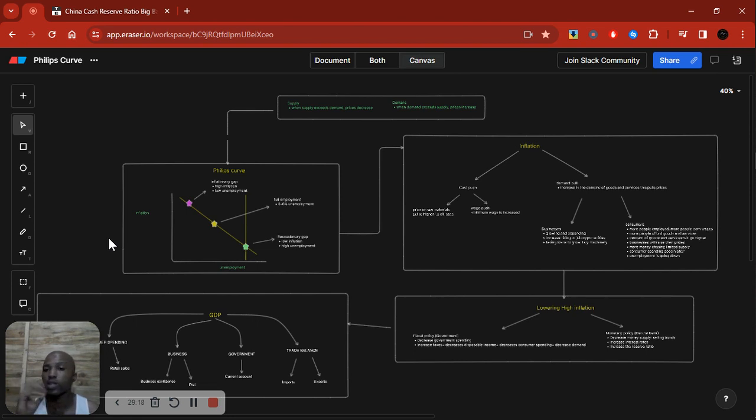Tomorrow we'll get into more examples and actually look at a price chart to understand everything.